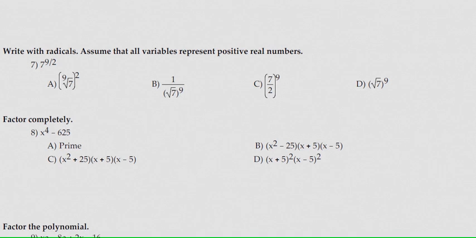The 2 down, this is 9 over 2. The 2 down means square root. So the 9 up means power 9. Which one has a square root and power 9? B. No, D. This one has square root of 7 and the power is 9. So this is the right one.